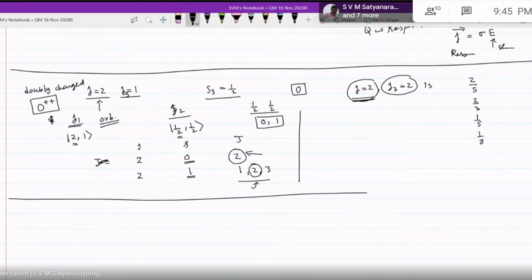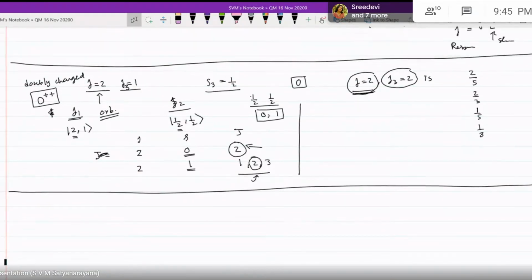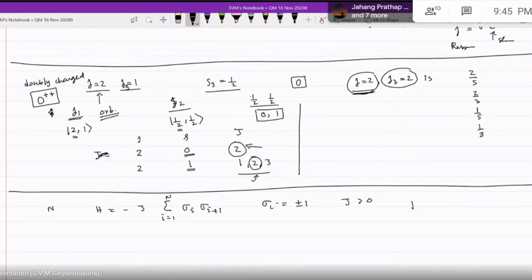This is from the Ising model. The Hamiltonian of a one-dimensional Ising model of N spins, N large, is H equals minus J summation i equals 1 to capital N sigma i sigma i plus 1, where the spin sigma i is equal to plus or minus 1 and J is a positive constant. At inverse temperature beta equals 1 by kBT, the correlation function between the nearest neighbor spins, the angular bracket sigma i sigma i plus 1, is.